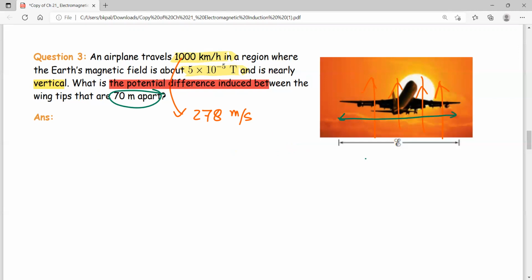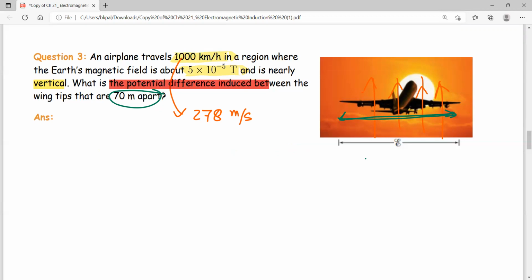Now this is very similar to the motional EMF, where we get the EMF due to the movement of a conducting wire. Here you can think that this plane is a conducting wire. There is no change in the magnetic field, so here we are basically changing the area of the loop, some loop.